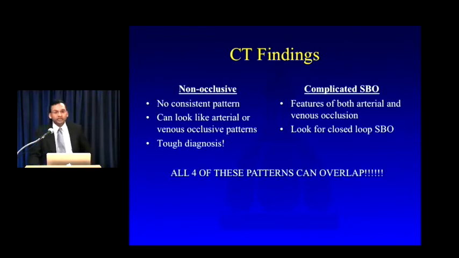Now, non-occlusive mesenteric ischemia does not have a consistent imaging pattern. It can look like anything. It can look like an arterial occlusion, a venous occlusion, non-specific bowel wall thickening. Just based on the imaging alone, NOMI is actually a tough diagnosis, but it's actually not that difficult to diagnose if you take the time to look at the patient's history.